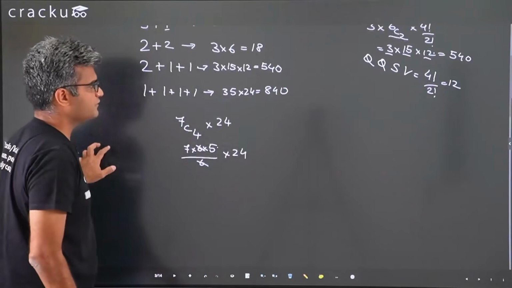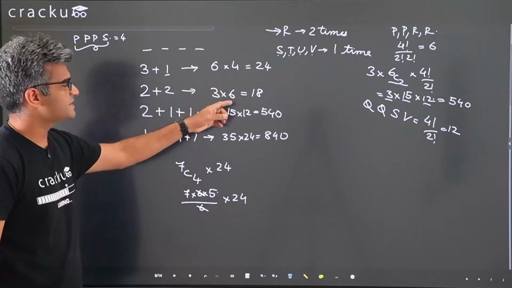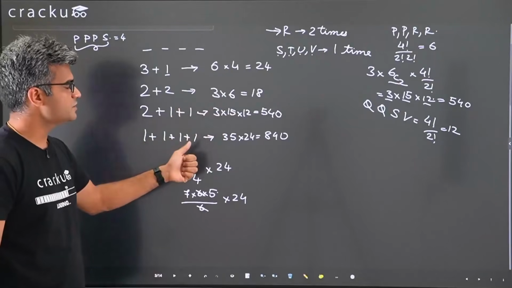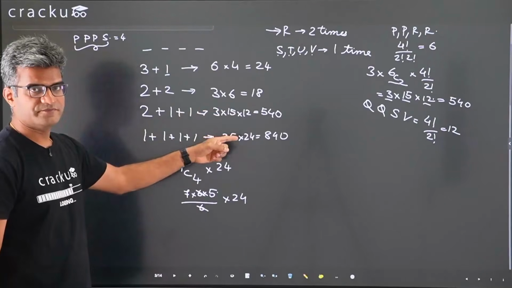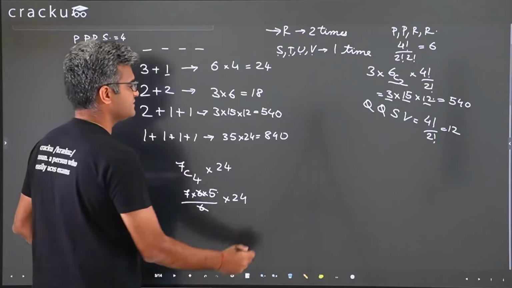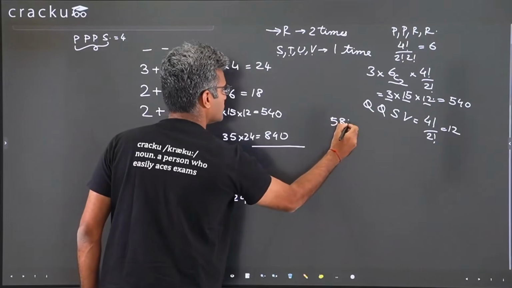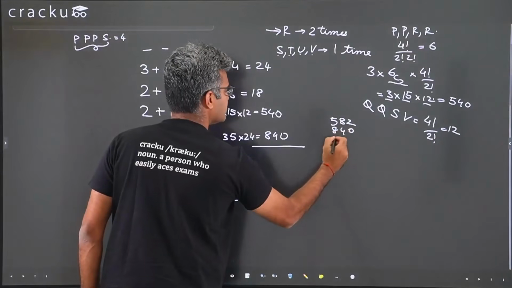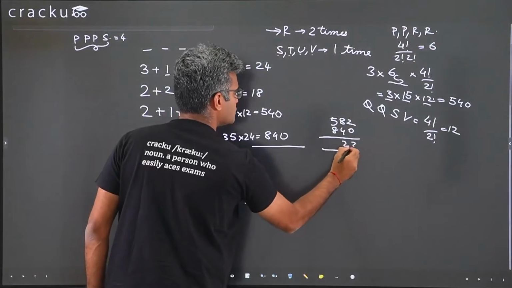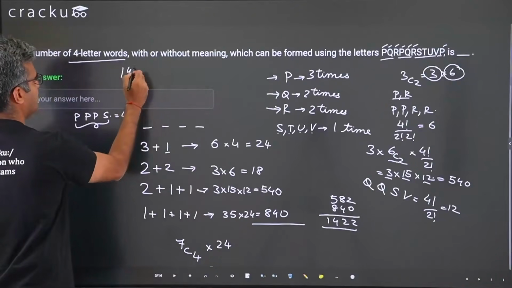So the total number of 4 letter words with or without meaning that can be formed is 24 plus 18, which is equal to 42, plus 540, which is 582, plus 840. This will be equal to 582 plus 840. This is 1422.